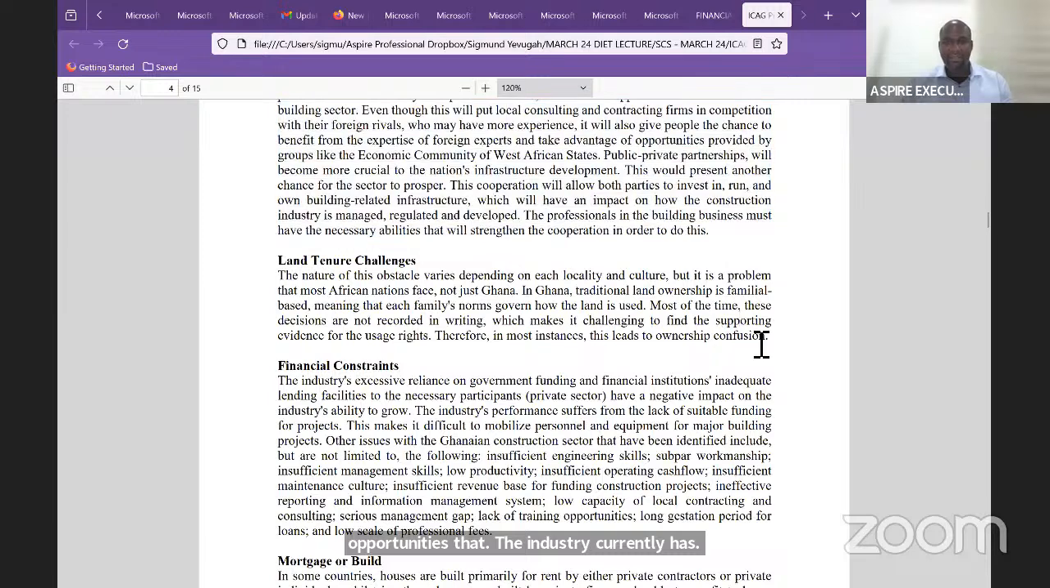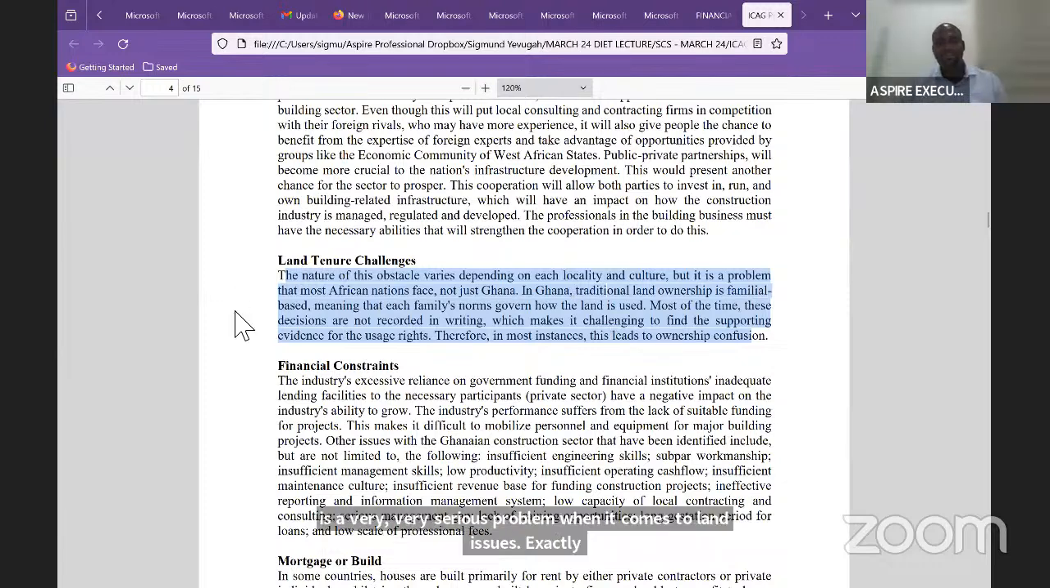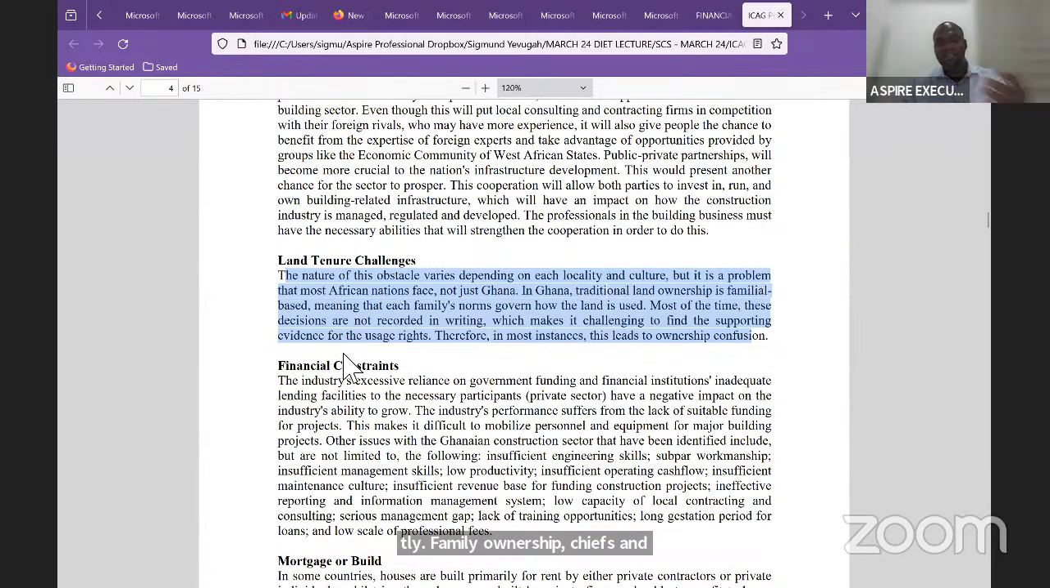They give us some information on the obstacle, which is the land tenure. Ghana has a very, very serious problem when it comes to land issues. Poor land tenure in terms of ownership, family ownership, chiefs and all of that, selling lands to people who are not owners, dual sale of land and all of that. And there's always a confusion of ownership. That clearly is a threat, or you can consider it to be a challenge.